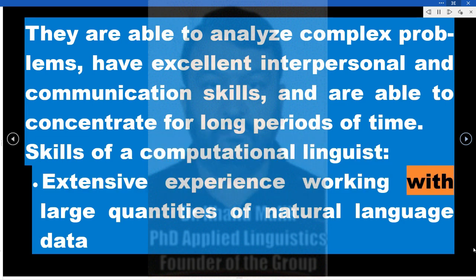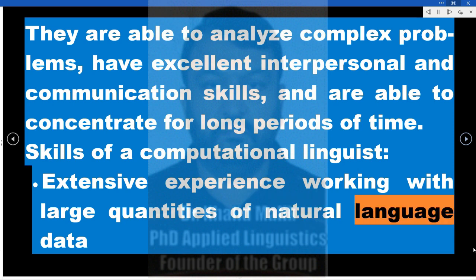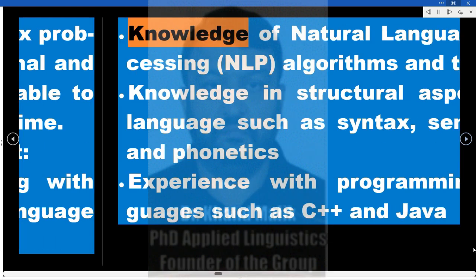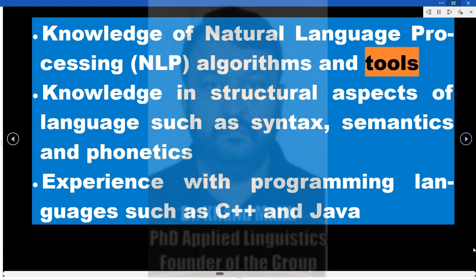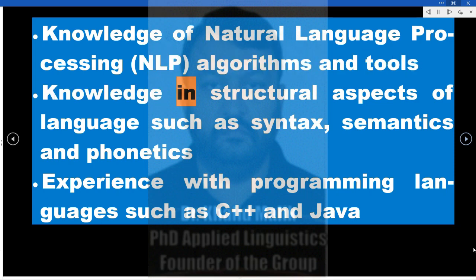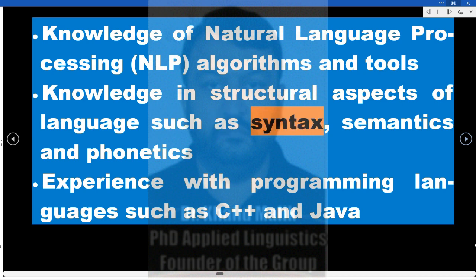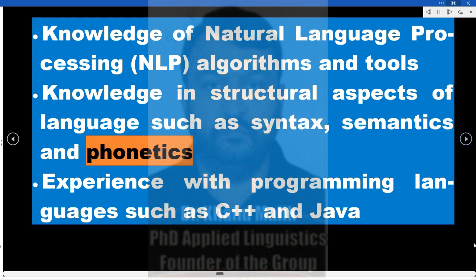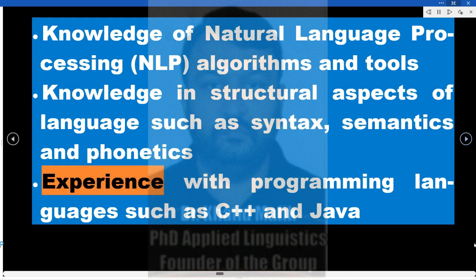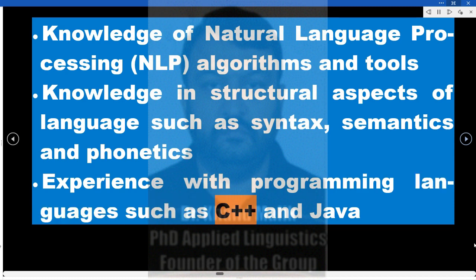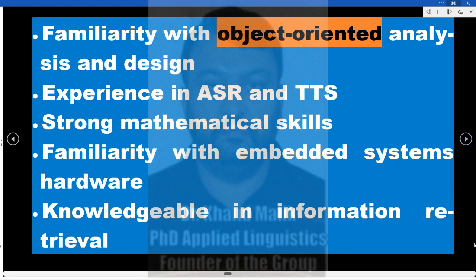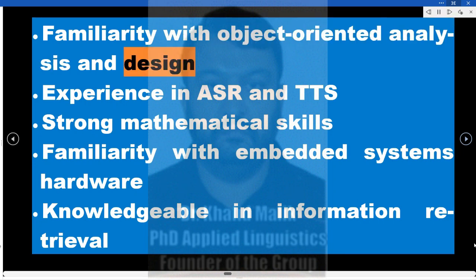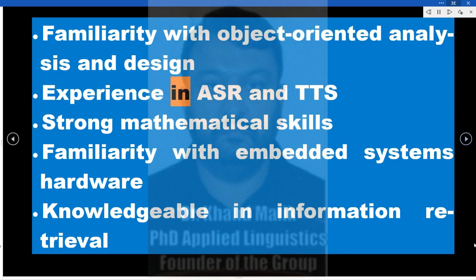Skills of a computational linguist. Extensive experience working with large quantities of natural language data. Knowledge of natural language processing, NLP, algorithms and tools. Knowledge in structural aspects of language such as syntax, semantics and phonetics. Experience with programming languages such as C++ and Java. Familiarity with object-oriented analysis and design. Experience in ASR and TTS.